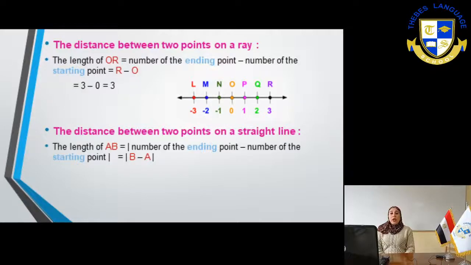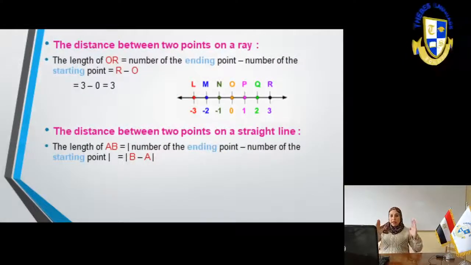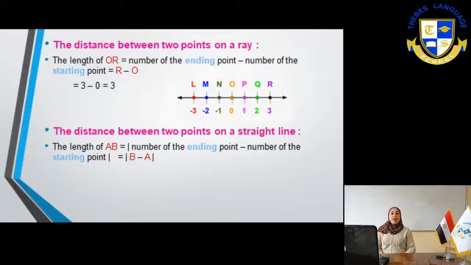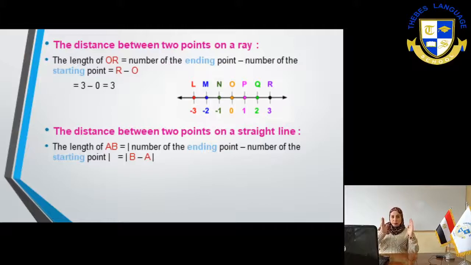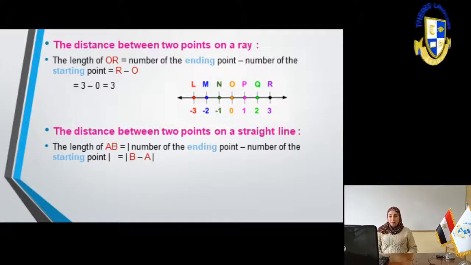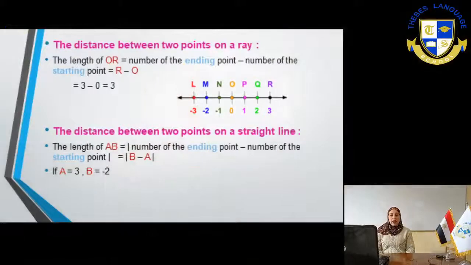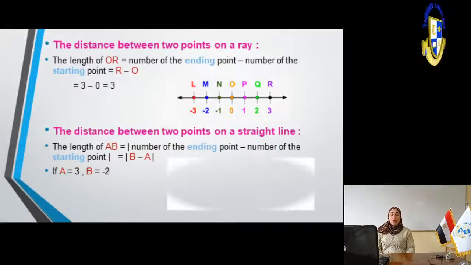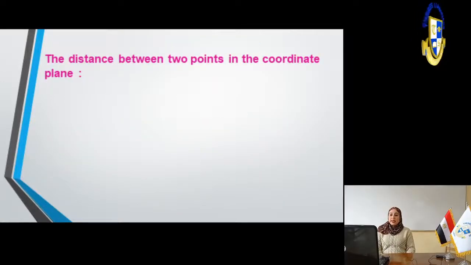But here we have negative integers. So the length of AB equals the absolute value of the number of the ending point minus the number of the starting point. Same formula, but I'll put absolute value. So it equals the absolute value of B minus A. A equals 3, B equals negative 2, which means it will be 5, because it's 3 minus negative 2, which means 5.